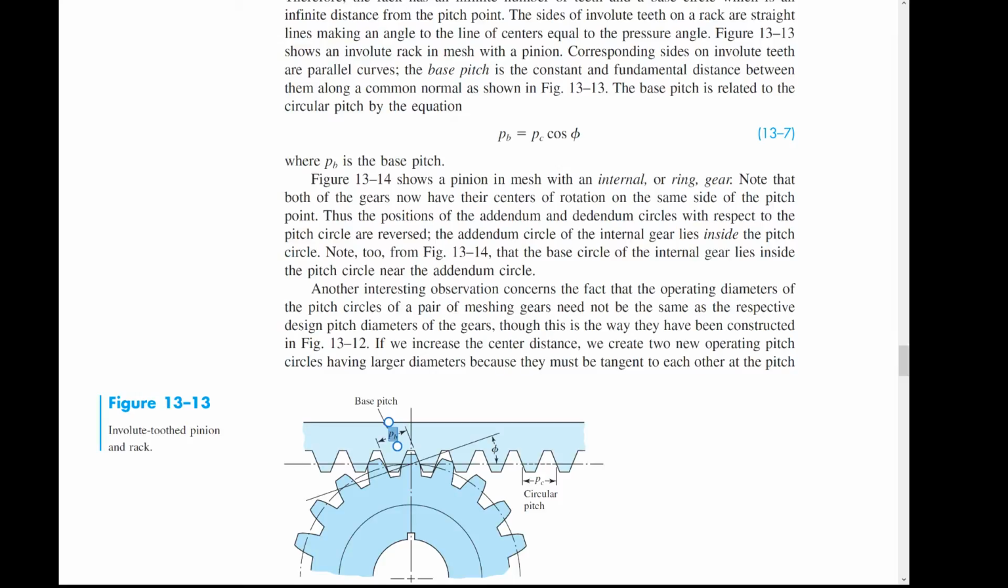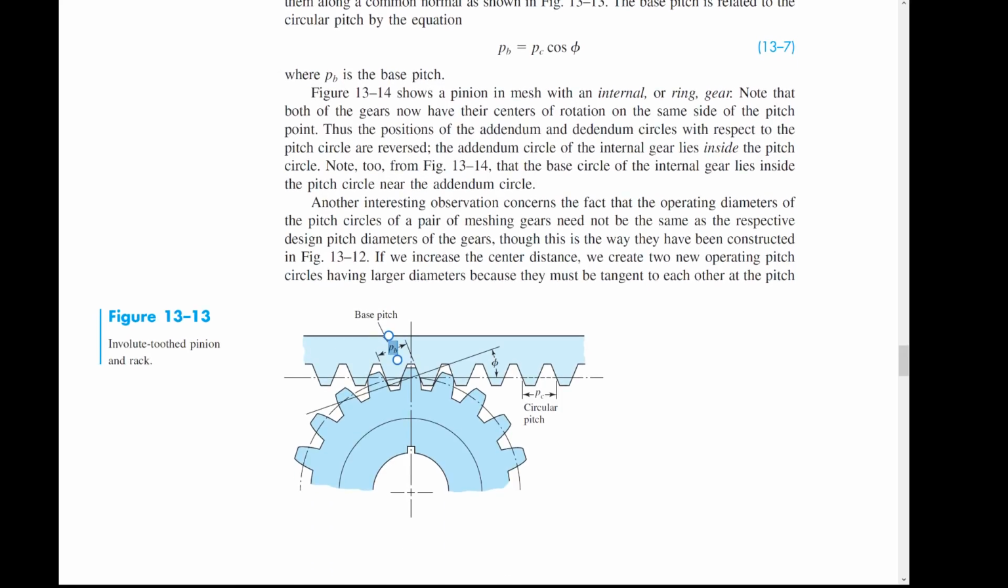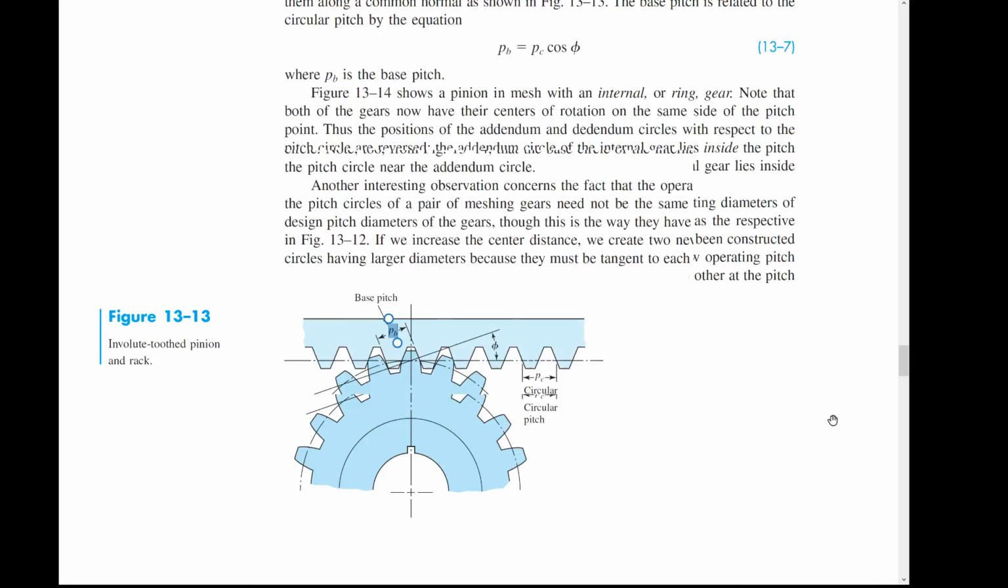Another interesting observation, interesting is a relative term, keep that in mind, concerns the fact that the operating diameters of the pitch circles of a pair of meshing gears need not be the same as the respective design pitch diameters of the gears. Though this is the way they have been constructed in 13.12. If we increase the center distance, we create two new operating pitch circles having larger diameters because they must be tangent to each other at the pitch point.